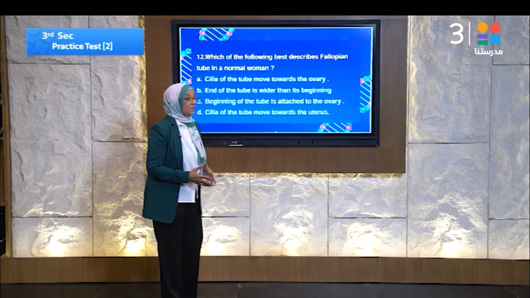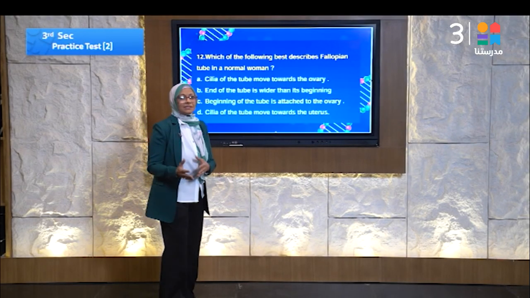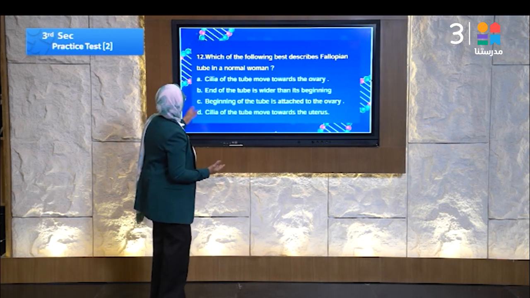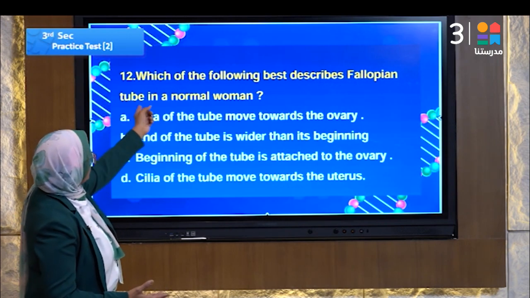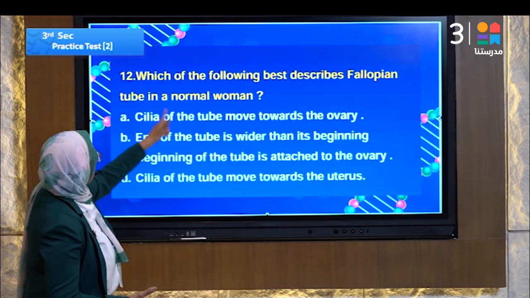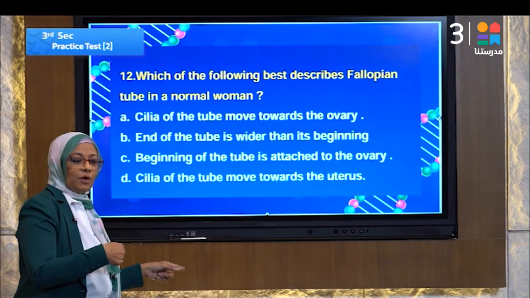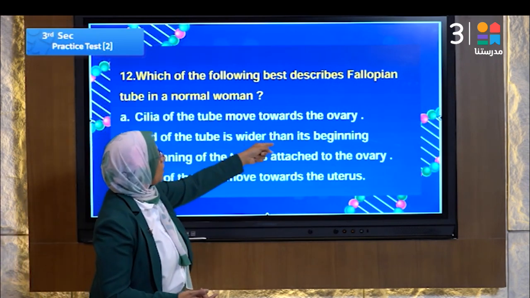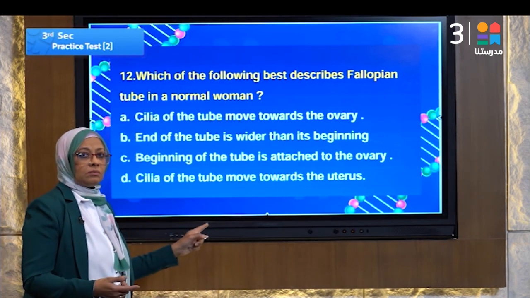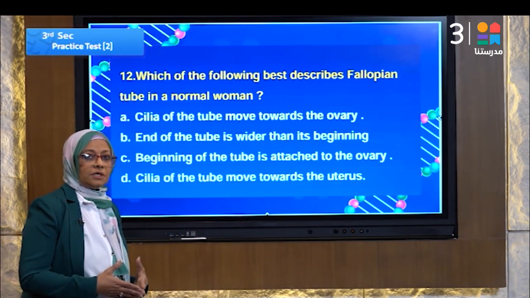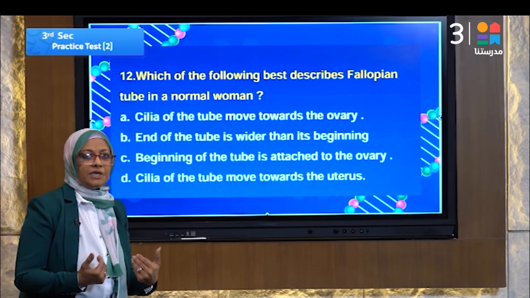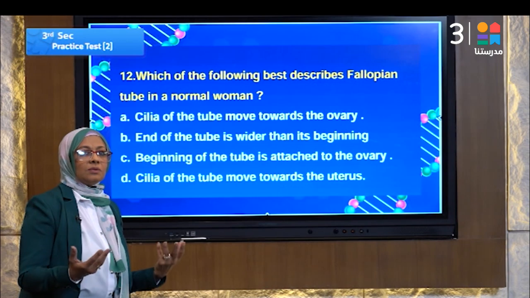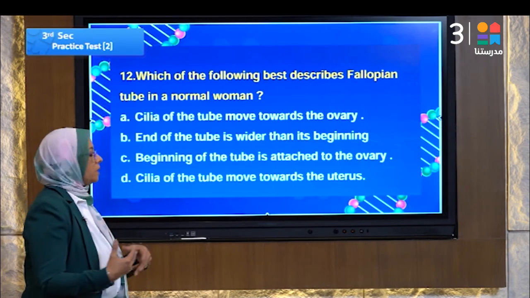What is the function of the fallopian tube? Let's read the choices, then we make another decision. A, which of the following best describes the fallopian tube? I will describe the fallopian tube. Number A, cilia of the tube move toward the ovary. No, it cannot move toward the ovary. It moves away from the ovary to collect the egg, or the ovule, to bring it inside the fallopian tube.